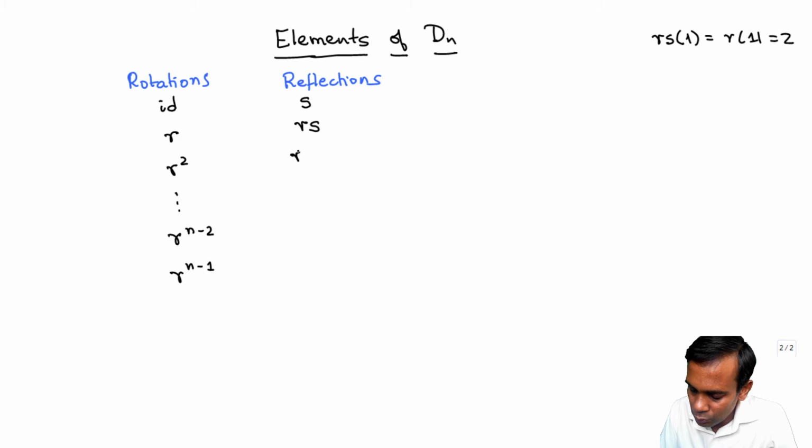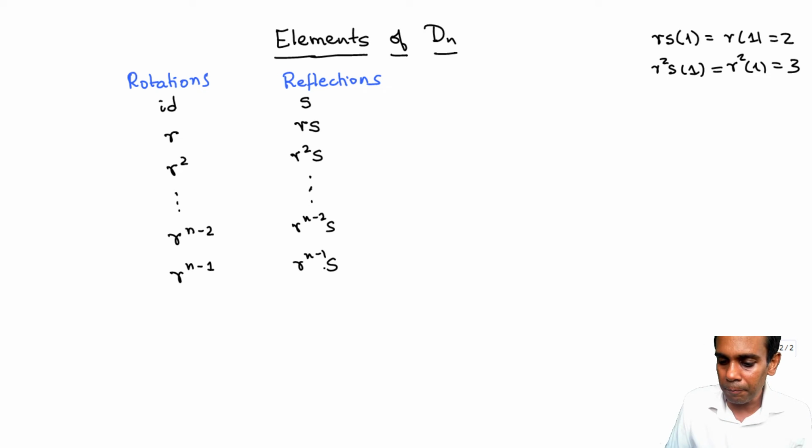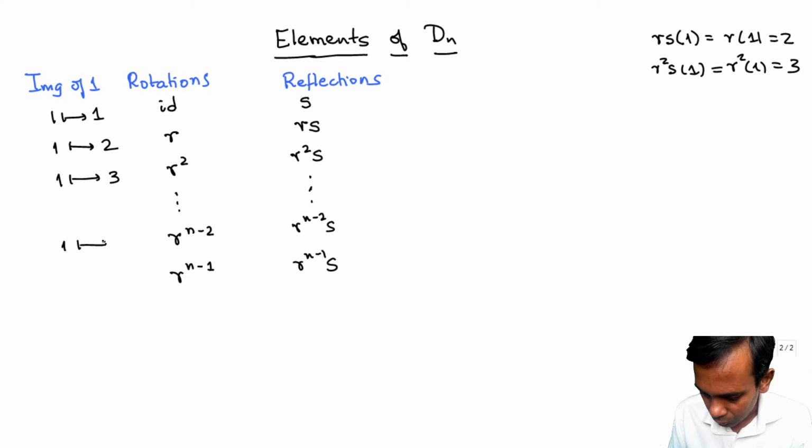And you can also do r squared times s. And where does this take 1? Again s of 1 is 1, so this goes to r squared of 1, which is 3. And so on, r to the n minus 2 times s and r to the n minus 1 times s. So for all these elements here, what is the image of 1? Both these elements take 1 to 1. These elements take 1 to 2. These elements take 1 to 3. This guy takes 1 to n minus 1, and this guy takes 1 to n.